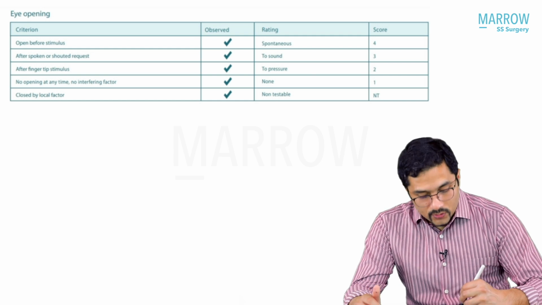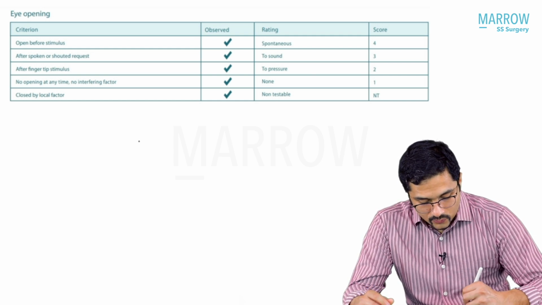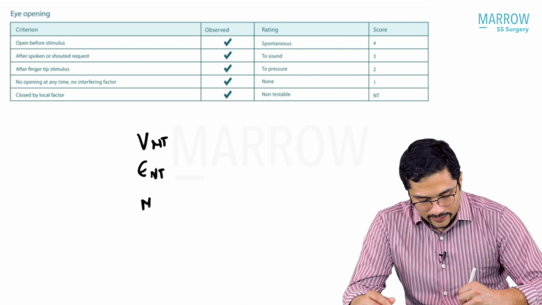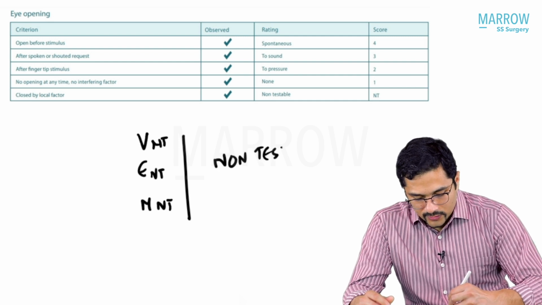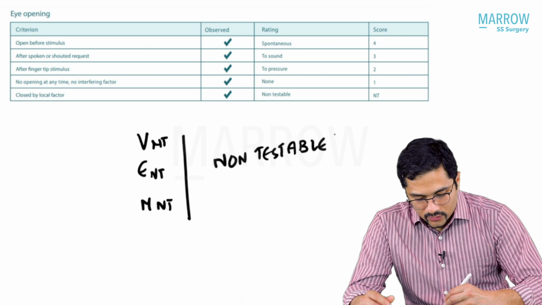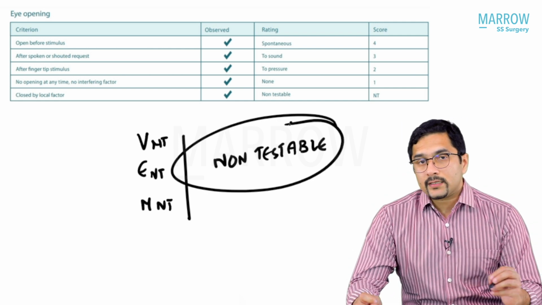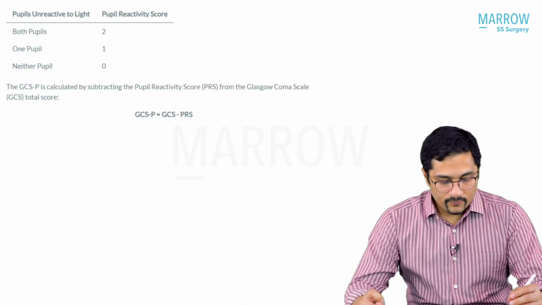You know the GCS criteria. You also know the new parameter is NT. So VNT, ENT and MNT. NT is non-testable. If you cannot test one of the criteria, you are going to mention it as non-testable. That is the new update which you should remember.